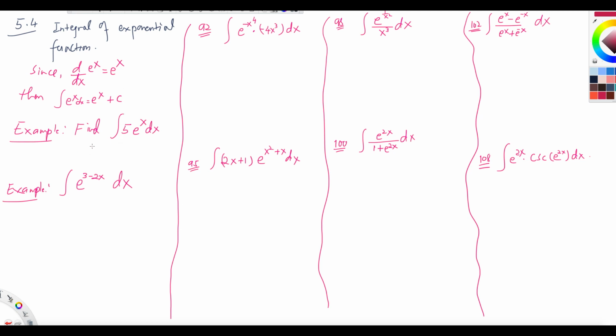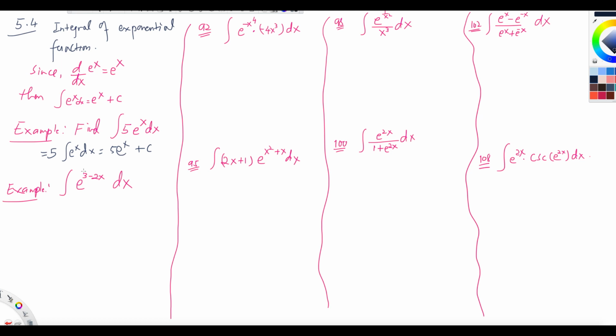Now here, find the entire antiderivative of 5e to the x dx. That is the integral of 5e to the x dx. So how do I do that? Just pull that 5 out and then do e to the x dx. That is 5 times the integral of e to the x, which is e to the x, and then you write plus c. That's the final answer.